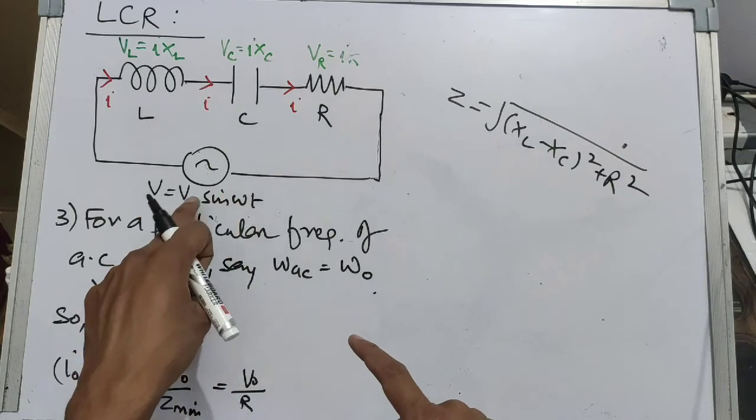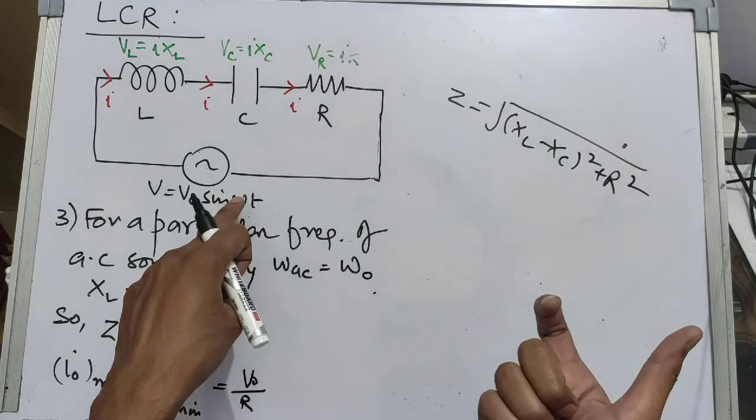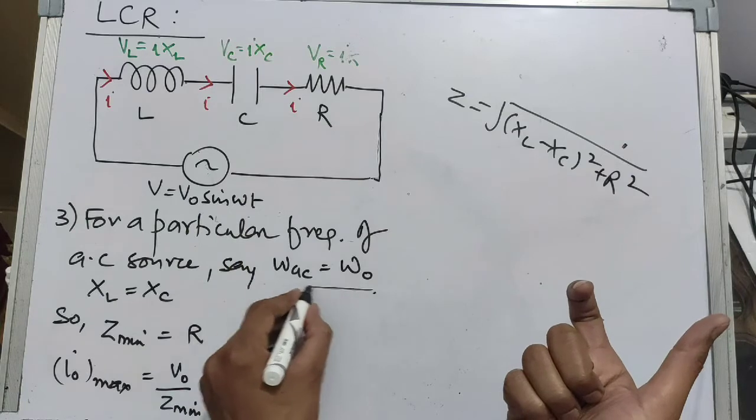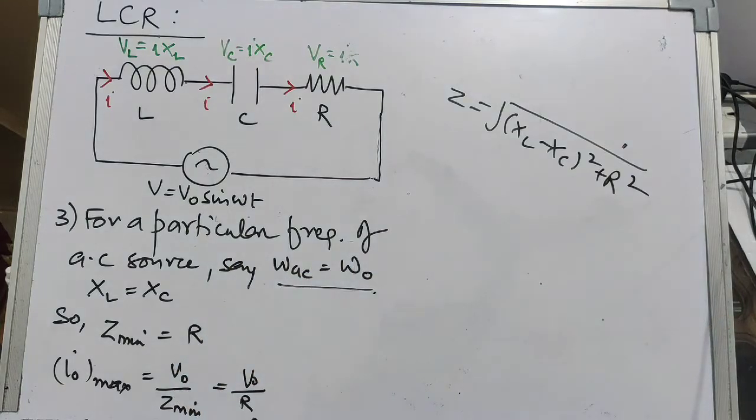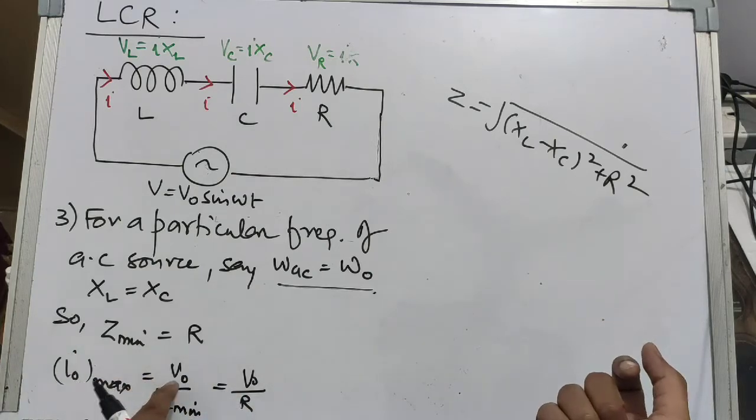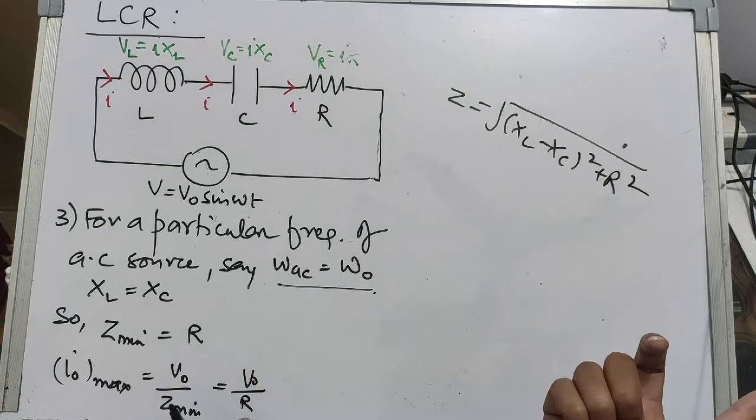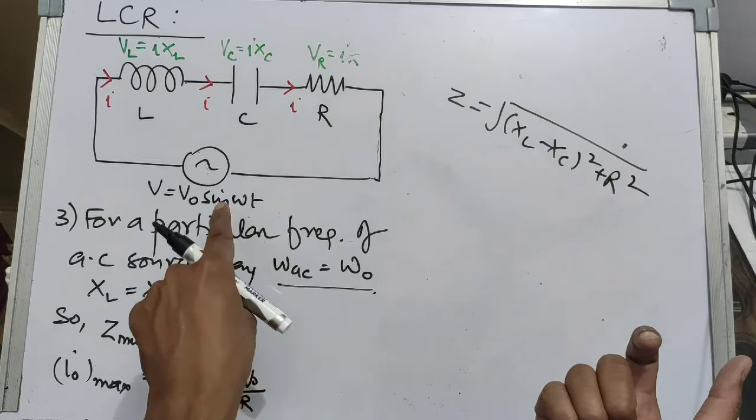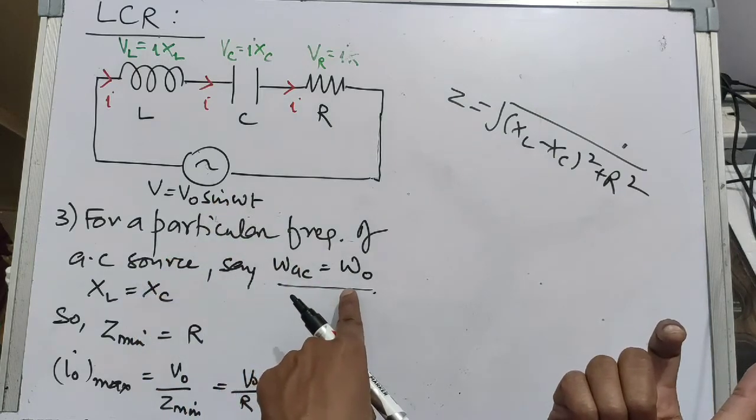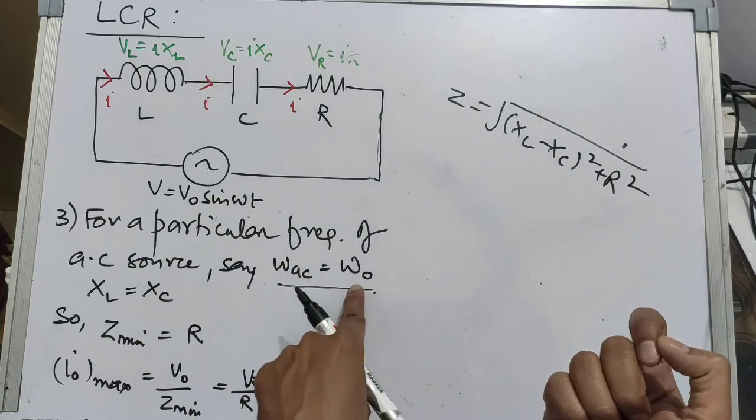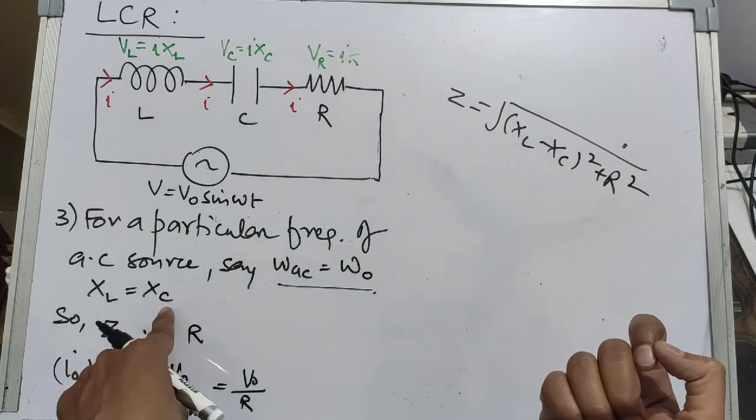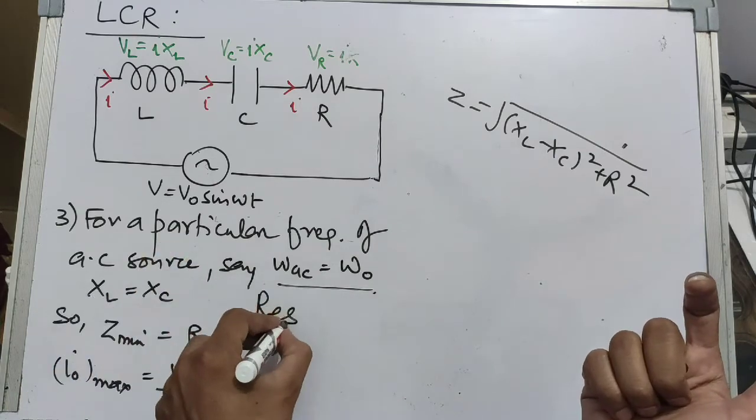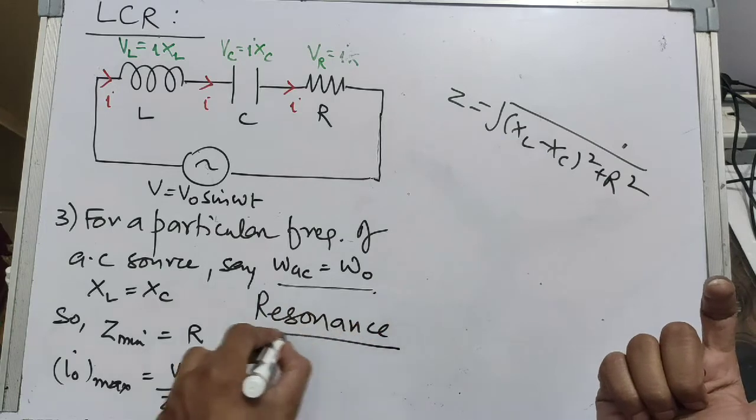This will remain the same, but I am changing the frequency of the AC source. So for this particular frequency, the current supplied by the source will be maximum compared to any other frequency, and that will be simply given by V naught by Z minimum, that is V naught by R. So this is the maximum current supplied by this AC source, whose frequency is equal to omega naught, where XL becomes equal to XC. This condition is called the resonance condition.